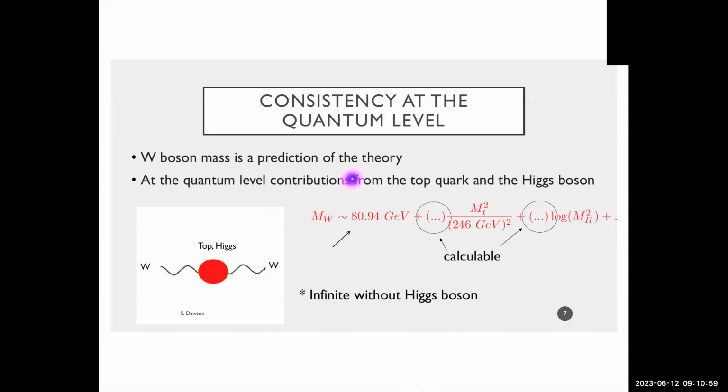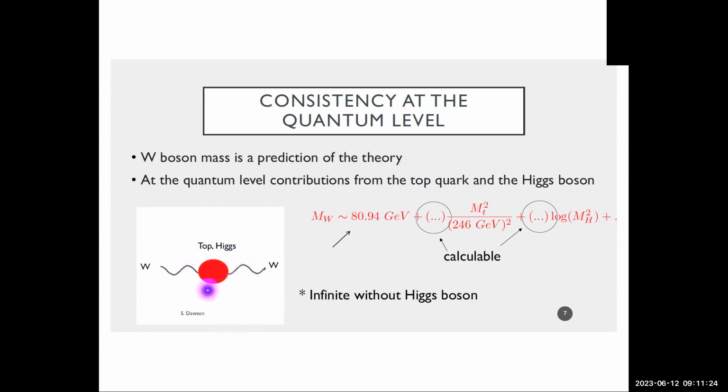So at the quantum level, you get contributions from both the top quark and the Higgs boson. The W mass at lowest order in the standard model theory is predicted to be 80.94 GeV. And this is just a simple tree level calculation. Then I start calculating higher orders, and by now people have calculated many higher orders than this. I think 3 loops is the status.